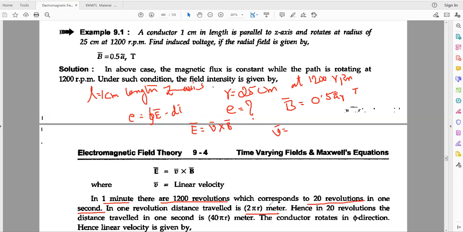And 1 revolution distance traveled is 2 pi r meters. Hence, the 20 revolutions' distance traveled in 1 second is 20 into 2 pi r, which is 40 pi r. What is the R given? 25 centimeters. R you can convert into meters. So 40 pi into 25 into 10 to the power of minus 2, that is 25 into 40, which is 1000 pi into 10 to the power of minus 2.